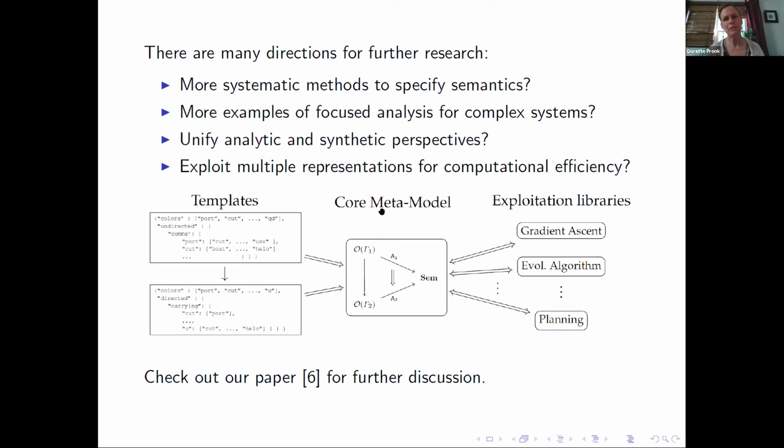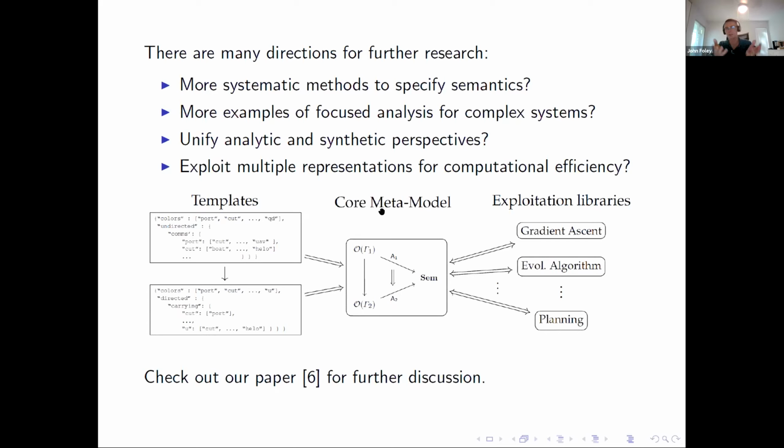Minutes left, including questions. Okay, so this is my last slide. Finally, there's this question of, can you exploit multiple representations? This really goes back to Eilenberg and MacLane. Do we really need category theory if we're not using natural transformations, right?